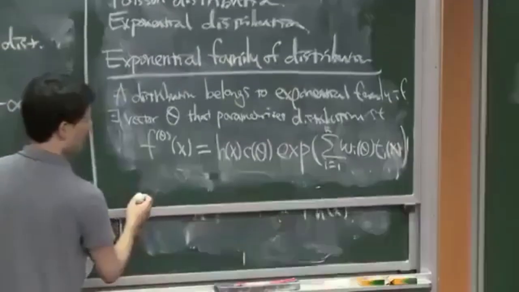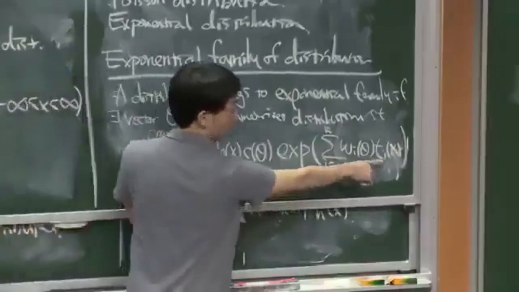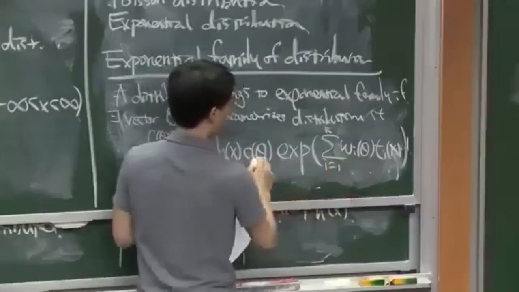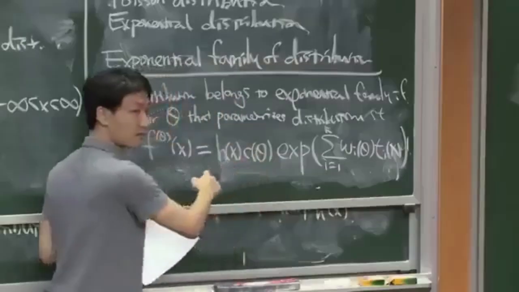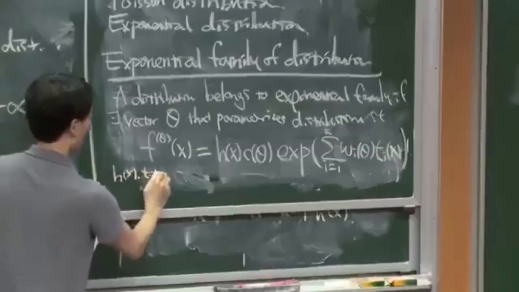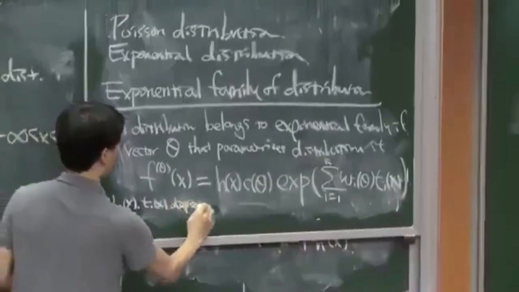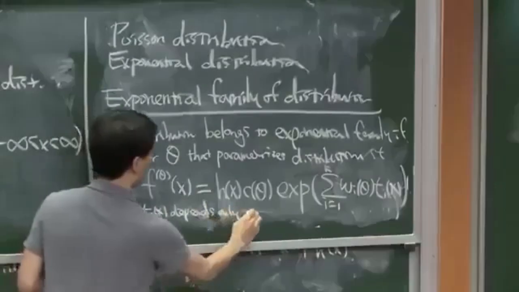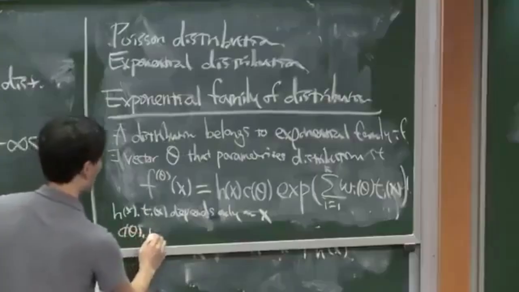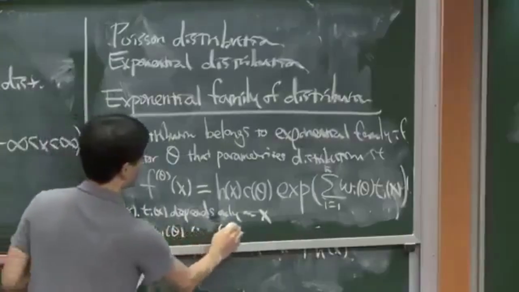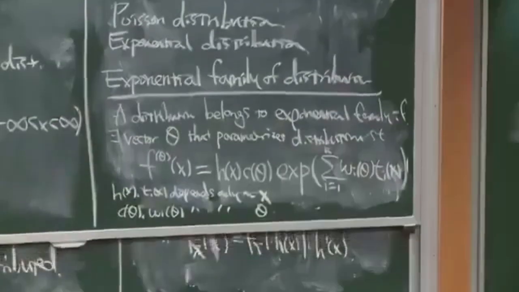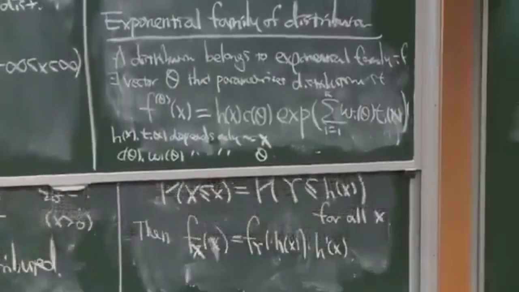So here, when I write only x, it should only depend on x, not on theta. And when I write some function of theta, it should only depend on theta, not on x. So h of x depends only on x, and c of theta depends only on theta. That's some abstract thing. It's not clear why this is so useful, at least from the definition.